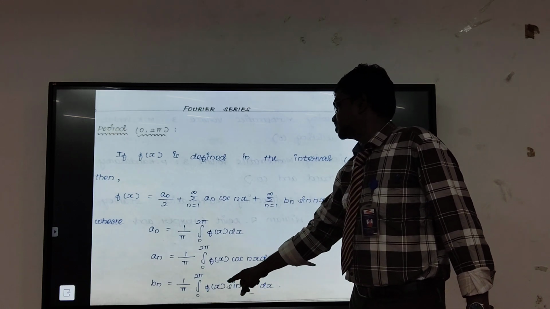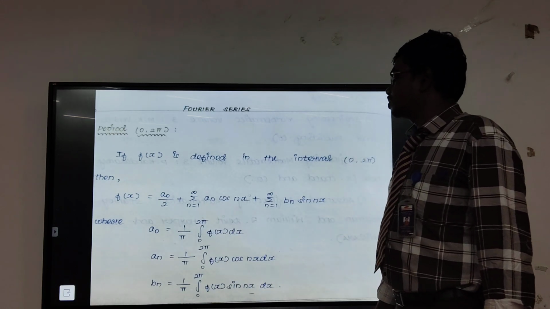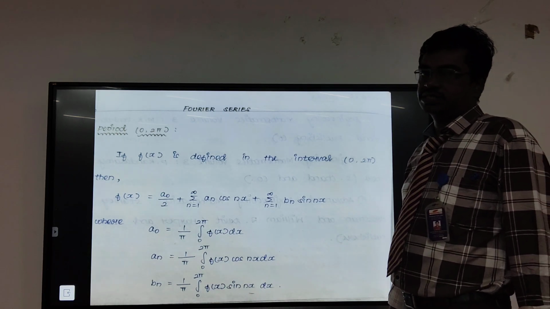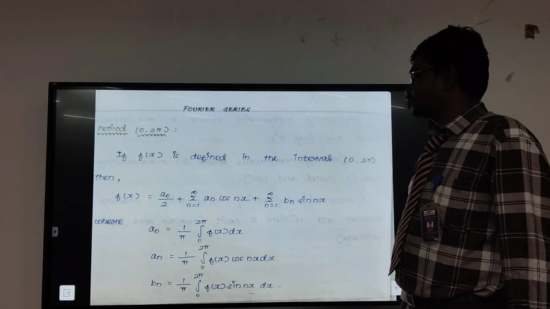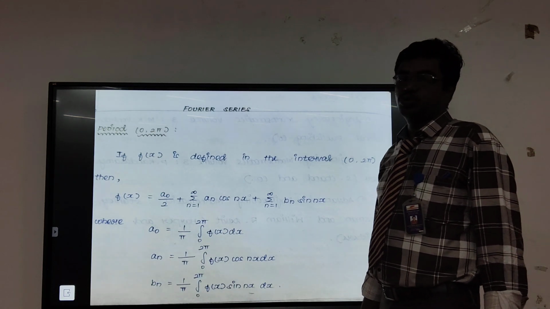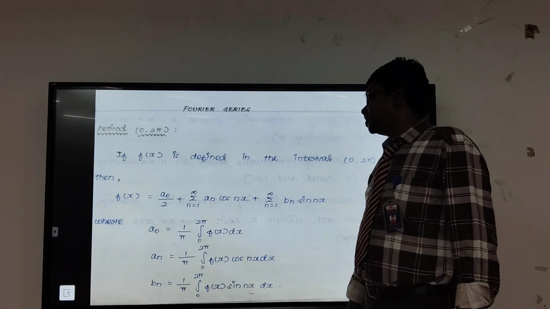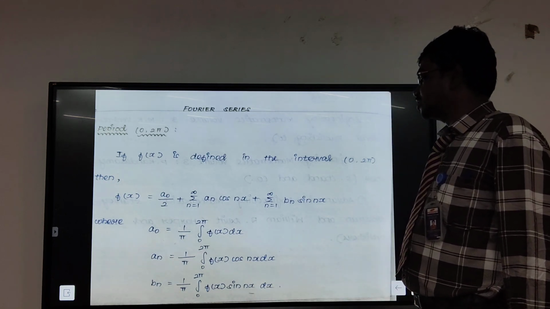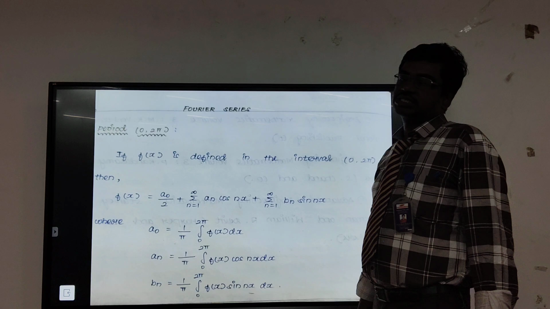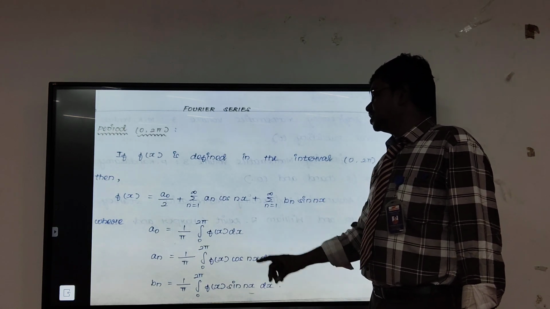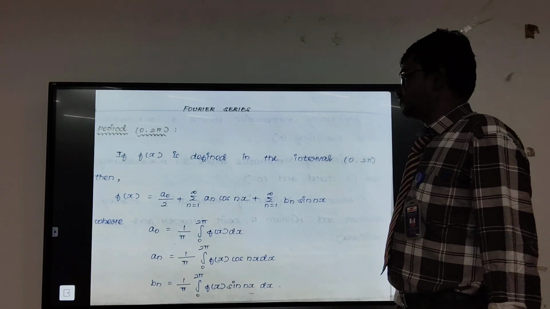These are the expressions. So what is a0? a0 equals 1 by pi integral 0 to 2 pi f of x dx, an equals 1 by pi integral 0 to 2 pi f of x cos nx dx, and bn equals 1 by pi integral 0 to 2 pi f of x sin nx dx. So a0, an and bn are called Fourier coefficients.